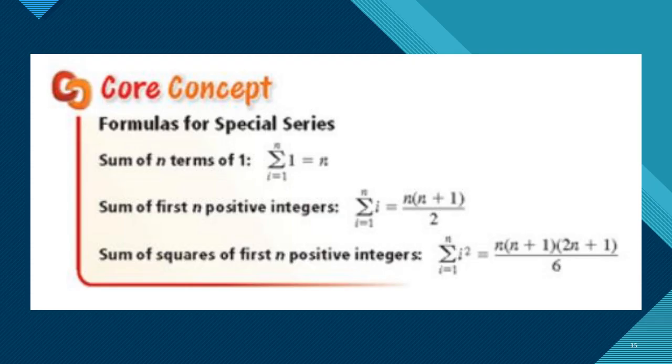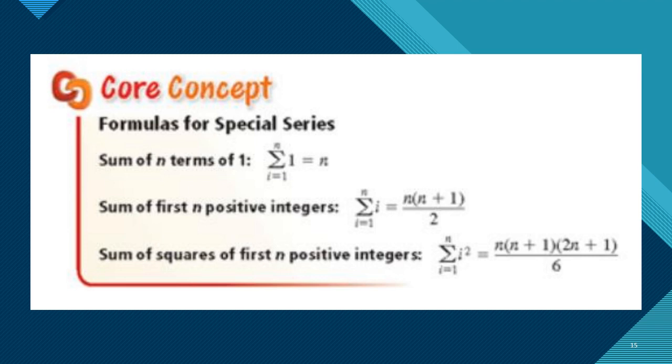All right, and these are formulas for special series. So if we're trying to find the sum of n terms of 1, so the sum from i equals 1 to n of 1, it's just going to equal n. So if we're going from i equals 1 to 10, and we're adding 1 ten times, we're just going to get 10. So the sum of the first n positive integers, the sum from i equals 1 to n of i, you can do this without adding up, with n times the quantity n plus 1 all over 2.